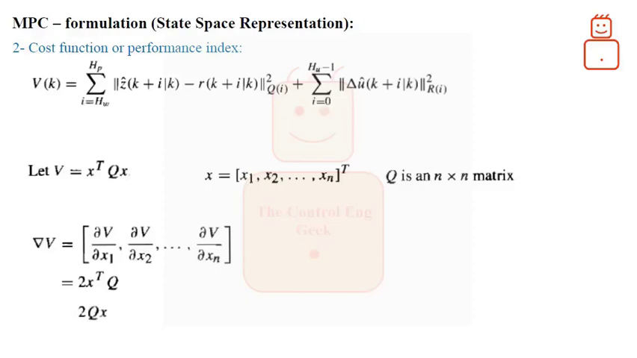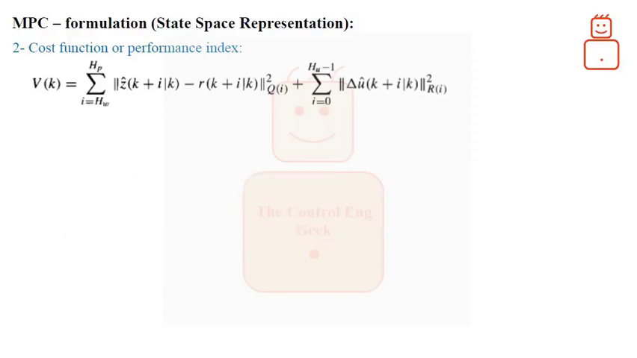Three important notations need to be mentioned here. The first notation is that both weighting matrices Q and R can change along the corresponding horizons H sub P and H sub U, but usually they are kept constant along the horizons.